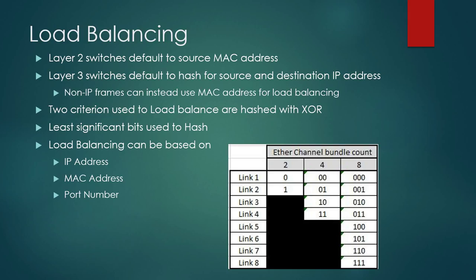Now, a layer 3 switch will typically give you a hash of the source and destination IP address as a default form of load balancing. But if you're not using IP frames on your network, say you're using AppleTalk or some other type of networking on your hardware, we can use the MAC address for load balancing. And whenever we take two different criteria and want to use them together to load balance, we're going to hash them together with an XOR, and we're going to use the least significant bits of the hash. Now, in our first example, where I talked about using the source MAC address as our criteria for load balancing, we would still use the least significant bits of that source MAC address, unhashed.